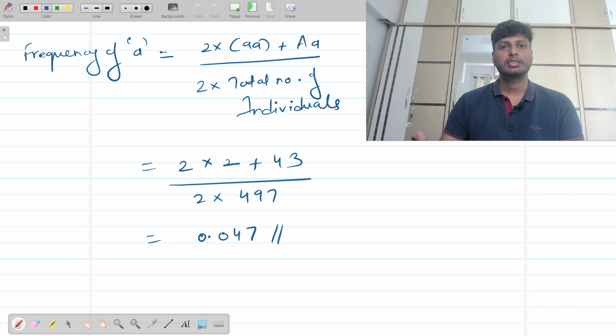So this is very important for a geneticist, to find out the allelic frequency, because after finding the allelic frequency of a particular character, we can study the evolution of that character in a population. So in this video, I hope you have understood how to calculate the allelic frequency, and this particular concept of population genetics.